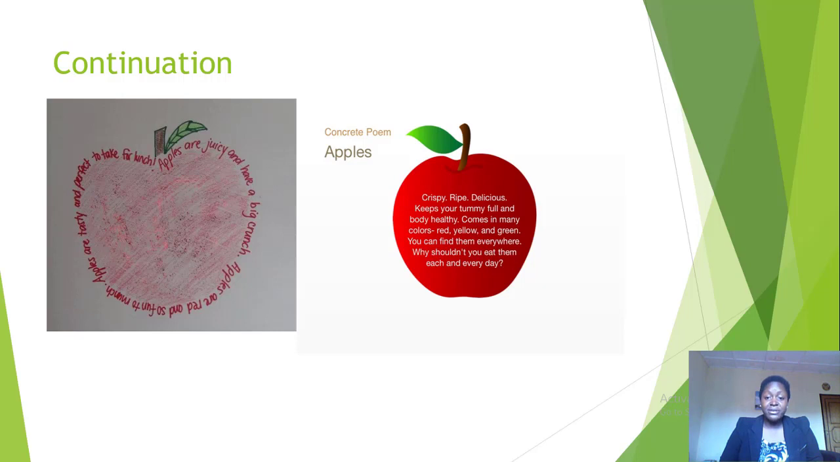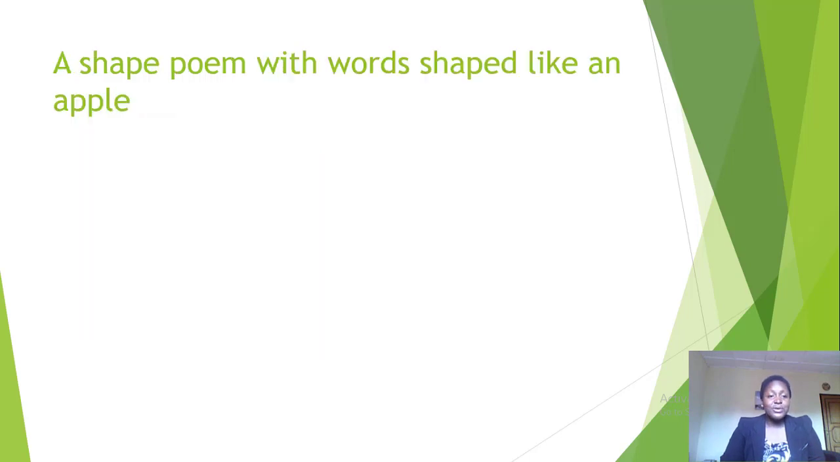Crispy, ripe, delicious. Keeps your tummy full and body healthy. Comes in many colors, red, yellow, and green. You can find them everywhere. Why shouldn't you eat them each and every day? Imagine if this poem was just written normally without the outline. Do you think it would have been more interesting or less interesting? Think about it.